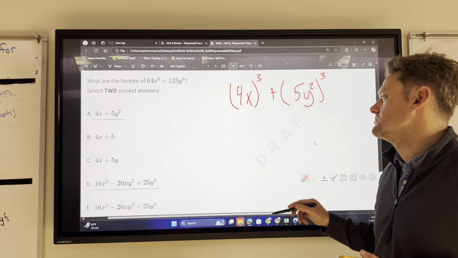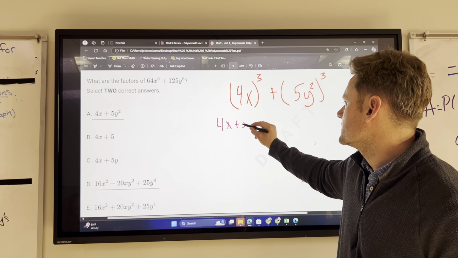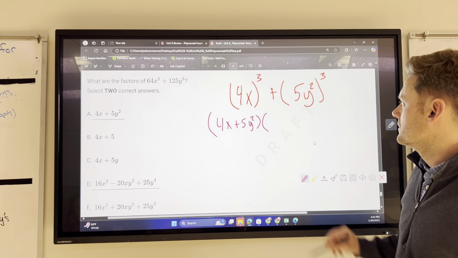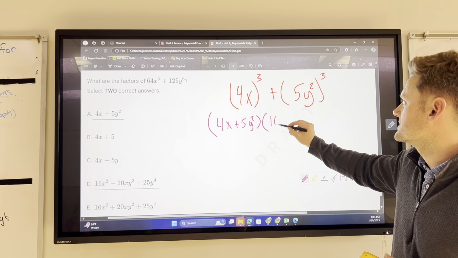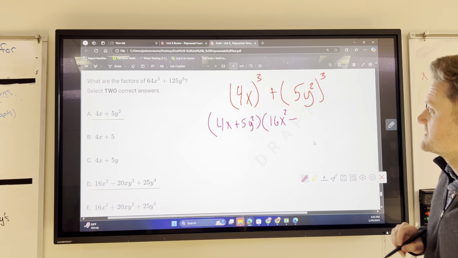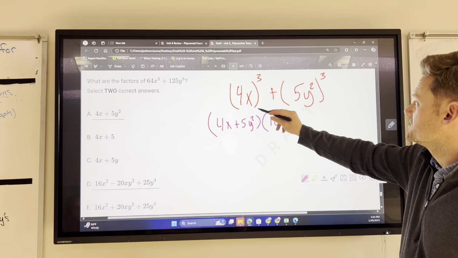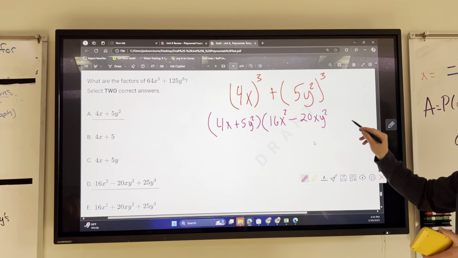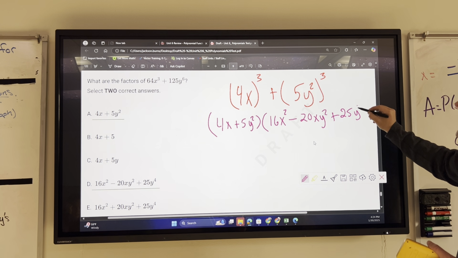Now that I have both of these cubes, the first one is easy. It's the same sign, so it's 4x plus 5y squared. Then we do a squared, so that's 16x squared. Then we do the opposite sign. We do a times b, which is 20xy squared. Then it's always plus on the last one, and it's b squared, which is 25y to the 4th.